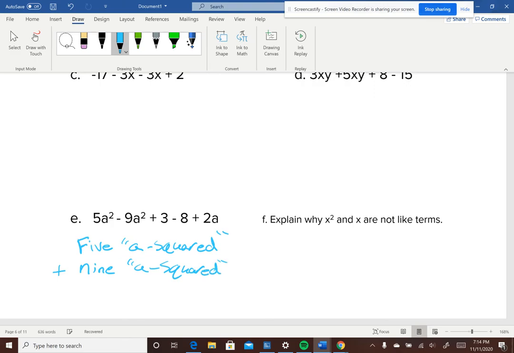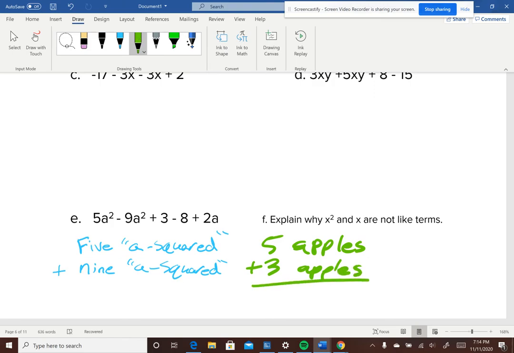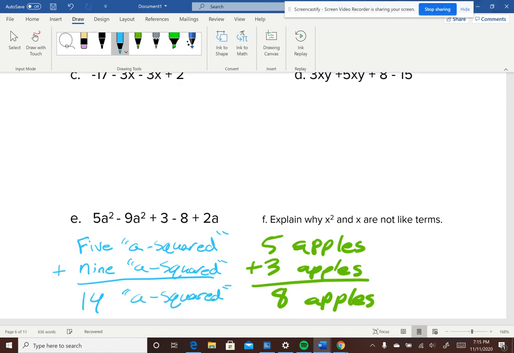And basically what I just asked you is like, what is 5 apples plus 3 apples, right? Well, 5 apples plus 3 apples is going to be 8 apples. Just like if I were to do 5a squares plus 9a squares, well, that's going to be 14a squared. All right, math is a language.